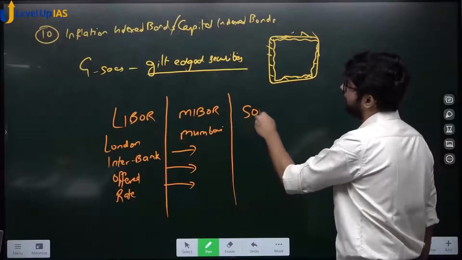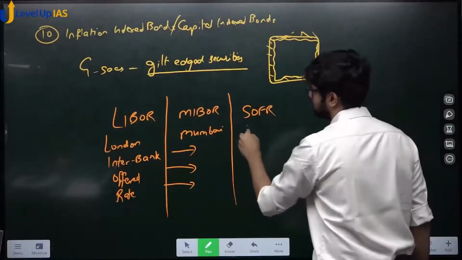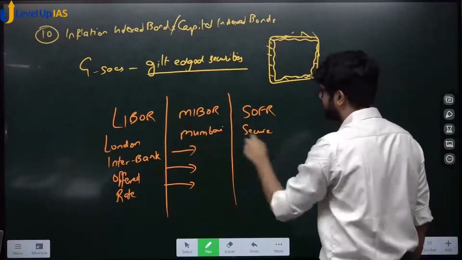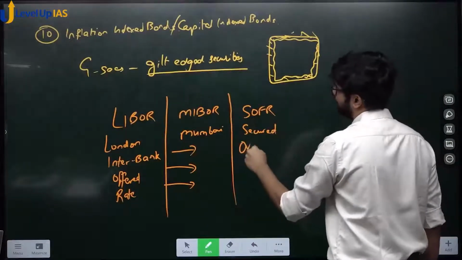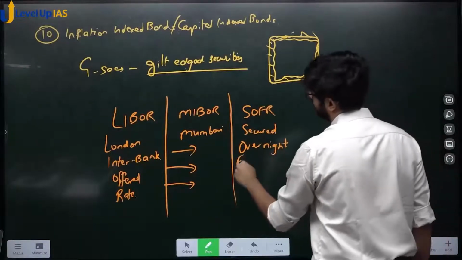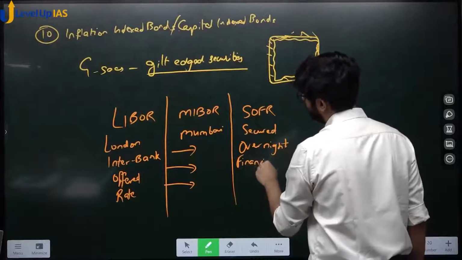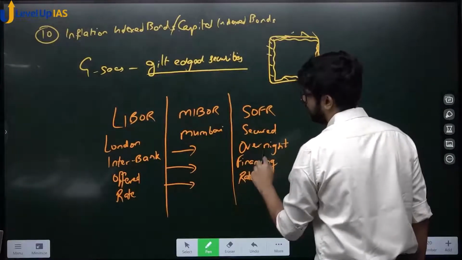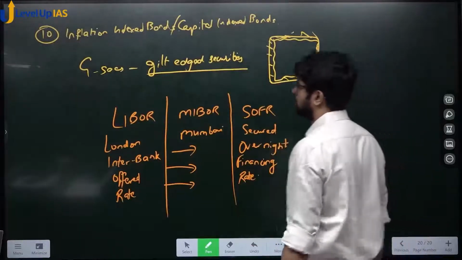To a new regime called SOFR, the Secured Overnight Financing Rate. So some banks use MIBOR, but majorly LIBOR is used. Normally I tell this only in the prelims crash course, but since foundation is everything, we should do this.